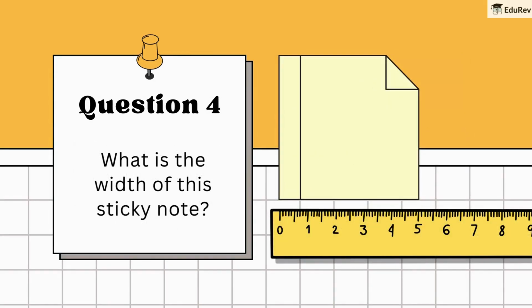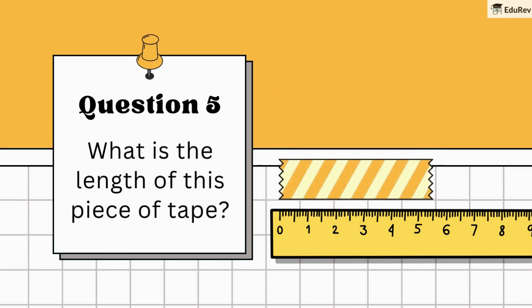Next question, what is the width of this sticky note? Look closely and think. It is 5 centimeters. And our last question, what is the length of this piece of tape? Use what you've learned. It is 5.5 centimeters.